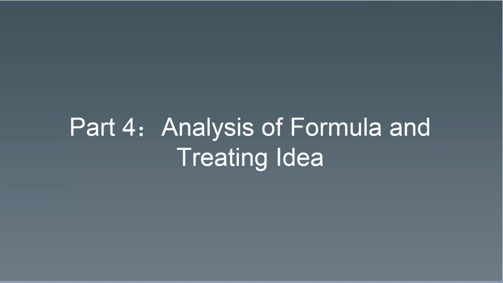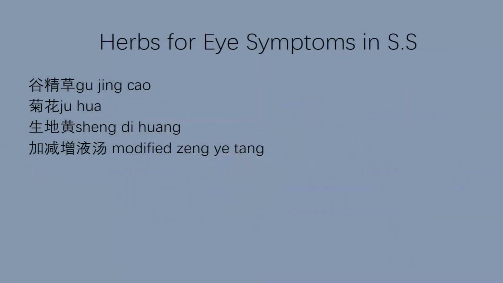Next part, analysis of the formula and doctor's treating idea. Generally speaking, there are some special herbs for some symptoms in Sjogren syndrome we usually use. First, eye symptom, we will select 枸杞子, 菊花, 生地黄, or we use formula 增液汤 modified in other formulas. Herbs for dry mouth, we normally use 石斛.